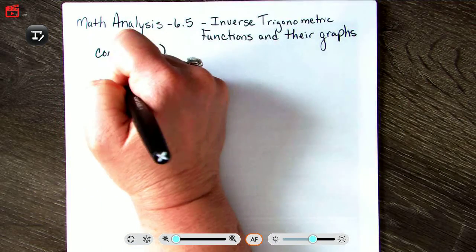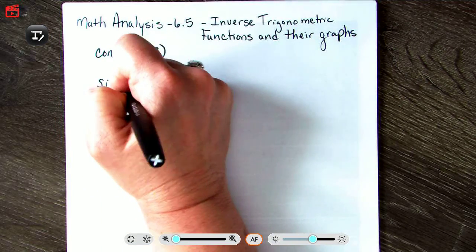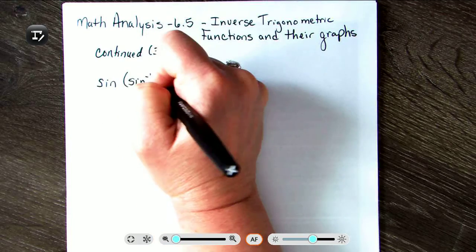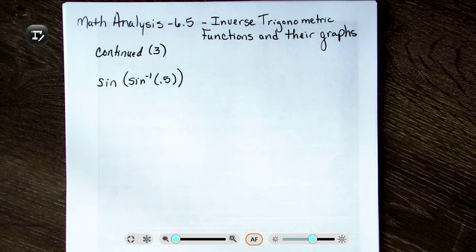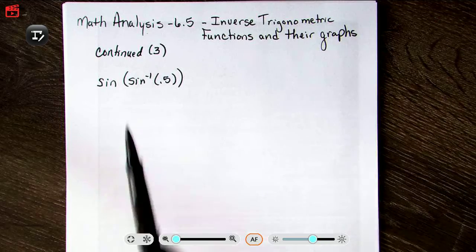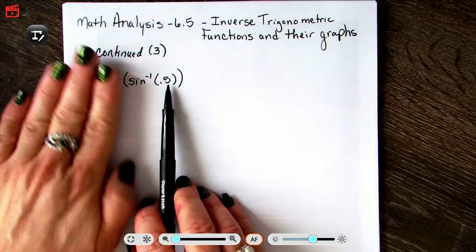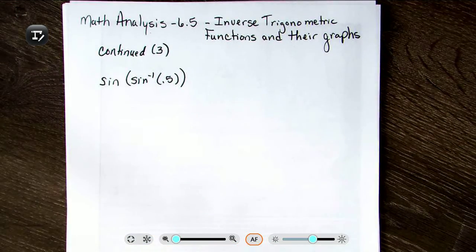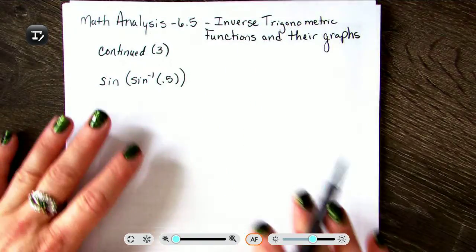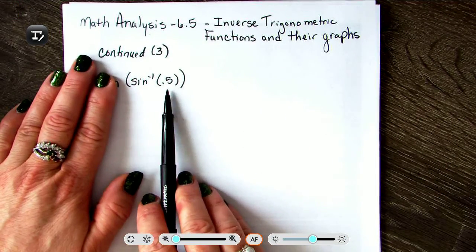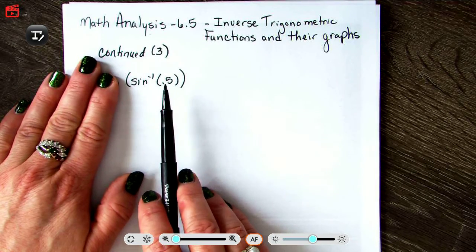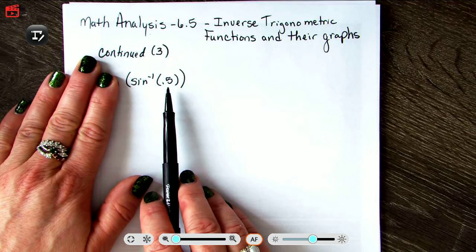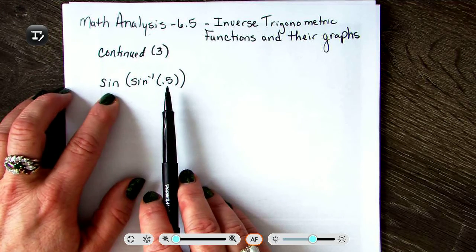So I'm going to look at the sine. What would happen if I took the sine of the inverse sine of 0.5? Okay, and I'm just going to talk through it first and discuss it. Starting on the inside, because order of operations says we start on the inside, the inverse sine of 0.5 is going to give me the angle to which the sine is equal to 0.5. And then I'm going to take the sine of that angle.